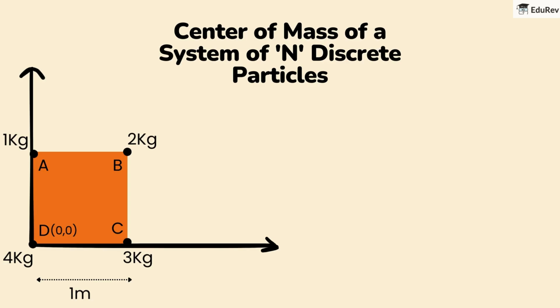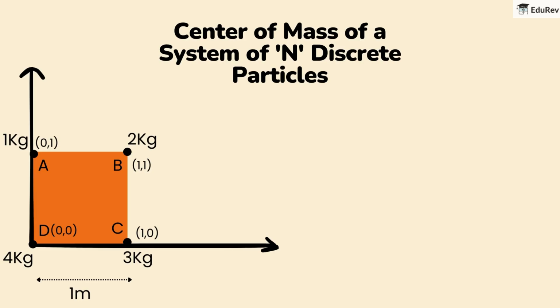Given m1 is equal to 1 kg and position of m1 is x1, y1 is equal to 0, 1 meter. m2 is equal to 2 kg and position of m2 is x2, y2 is equal to 1 meter, 1 meter. m3 is equal to 3 kg and position of m3 is x3, y3 is equal to 1 meter, 0. m4 is equal to 4 kg and position of m4 is x4, y4 is equal to 0, 0.